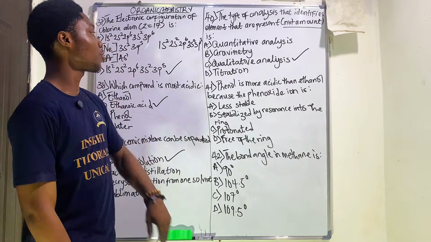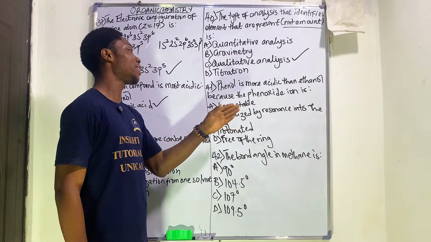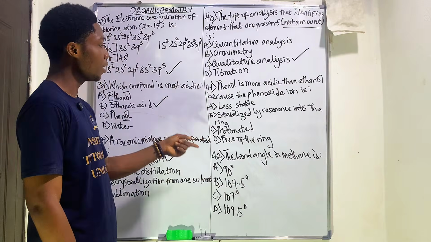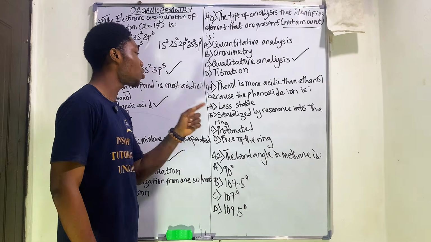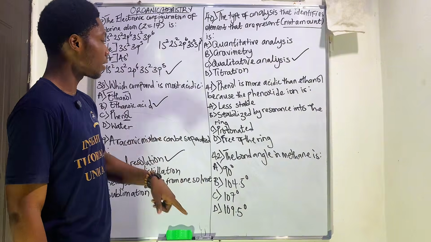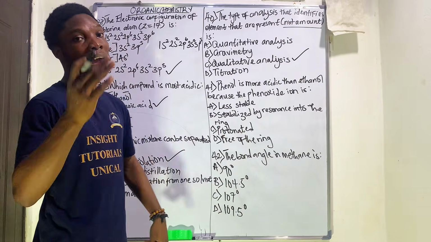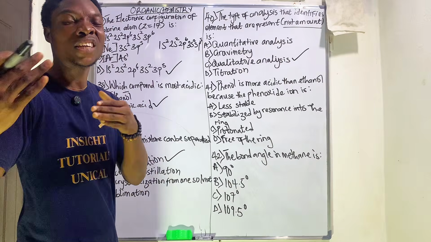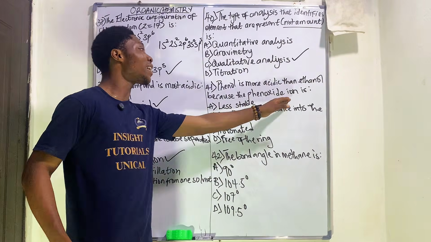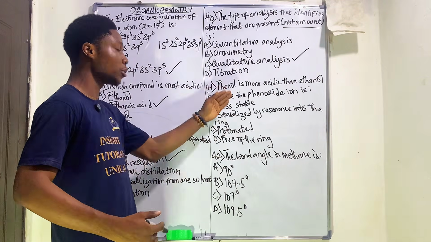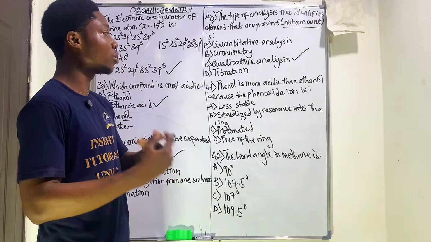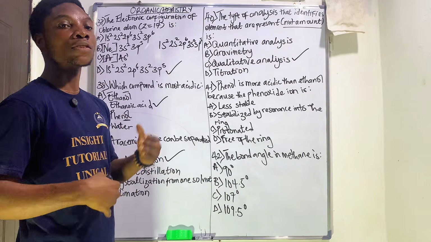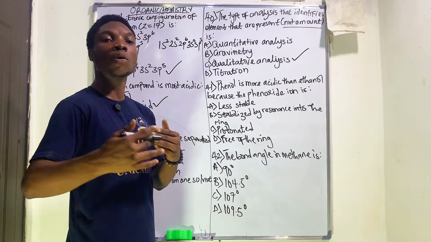So, next question. Phenol is more acidic than ethanol because the phenoxide ion is A. Less stable, B. Stabilized by resonance into the ring, C. Protonated, D. Free of the ring. I've already explained that the more acidic will mean more stability of the conjugate base, and the phenoxide ion is the conjugate base of phenol. When phenol is dissolved in water, it will give off hydrogen ion and phenoxide ion. So phenoxide ion is the conjugate base, hydrogen ion is the conjugate acid.